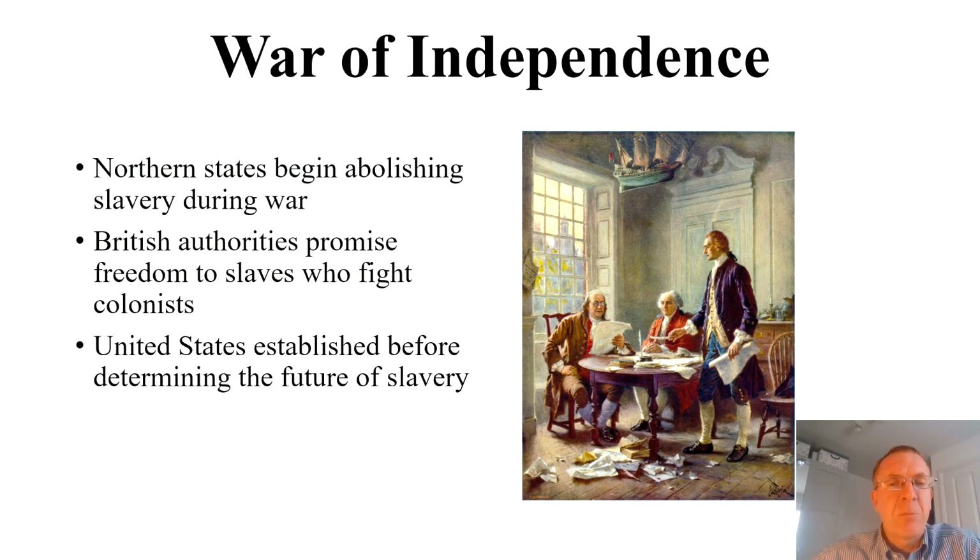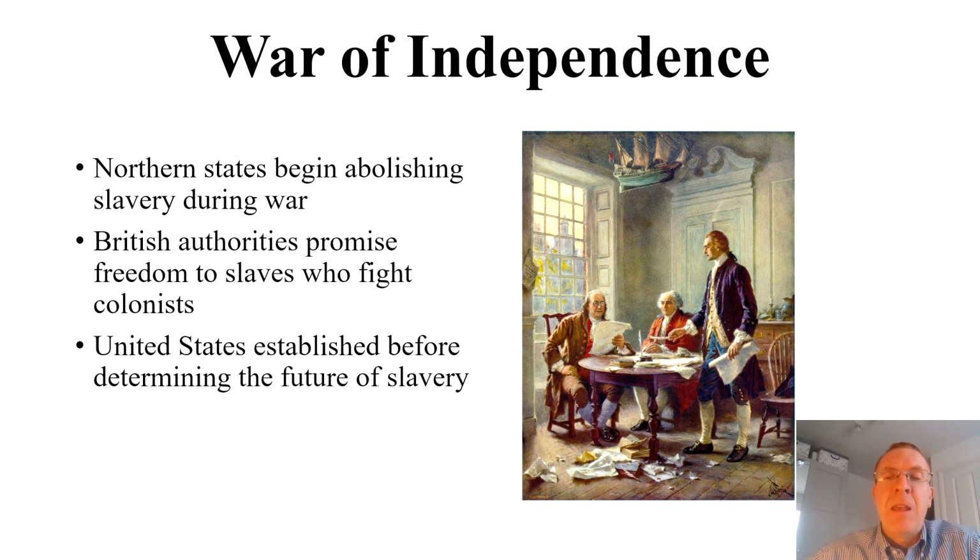These proclamations made American colonists furious, even stating in the Declaration of Independence that the king's representatives in the colonies were promoting insurrection against the slave owners, against the white colonists. This was all debated when the Declaration of Independence was being pieced together by the founding fathers.